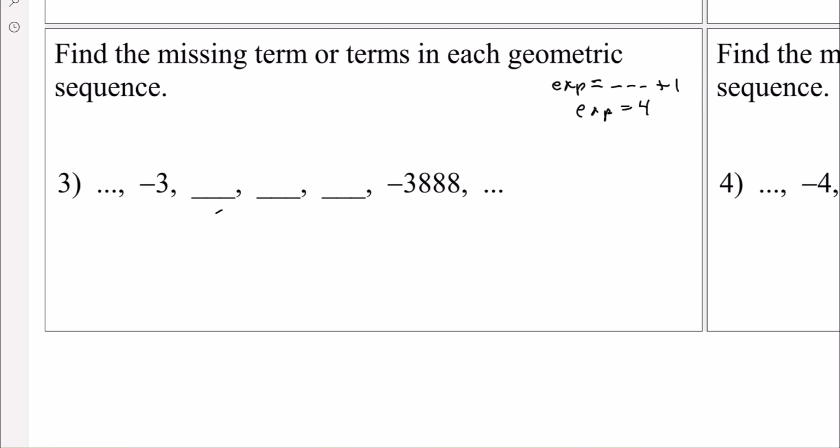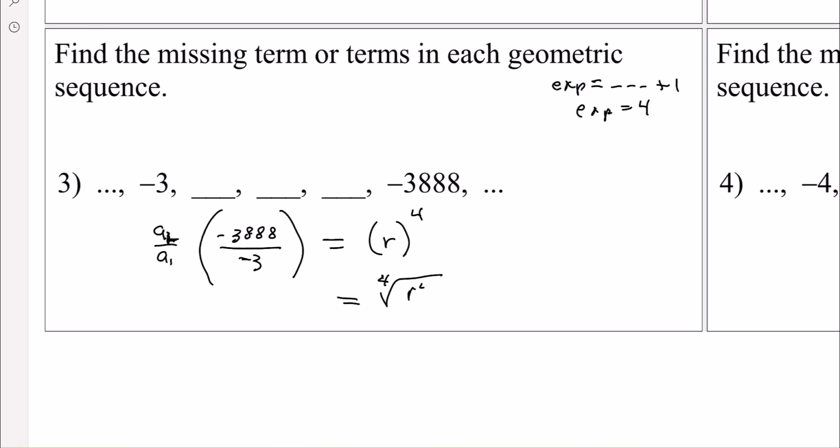So we're going to take our last term and divide by our first term, and that's going to be equal to our common ratio to the fourth power. So then we're going to take the fourth root. So let's do this. Negative 3,888 divided by negative 3, and we get 1,296.